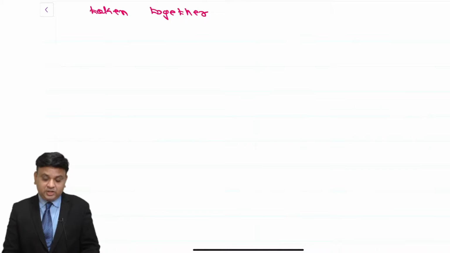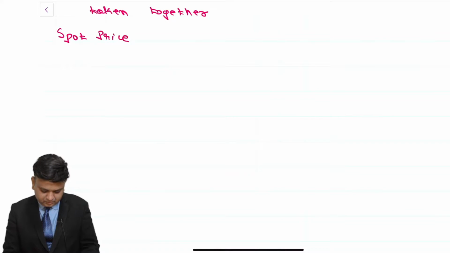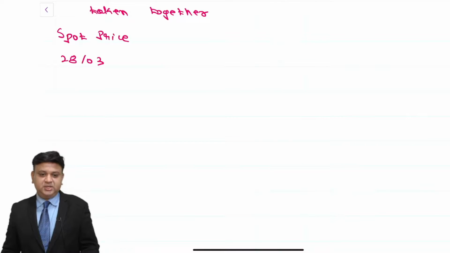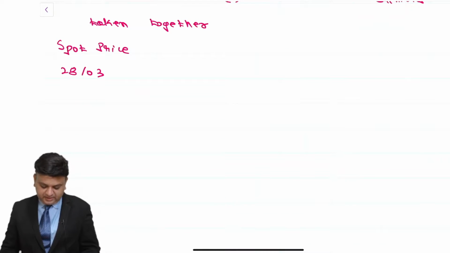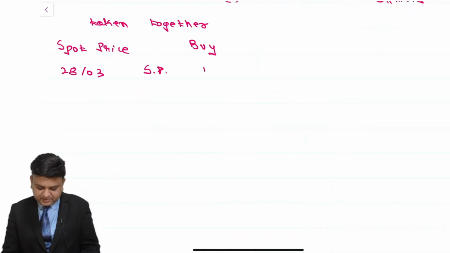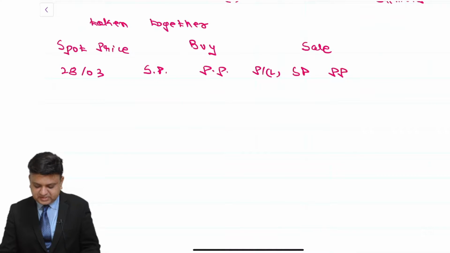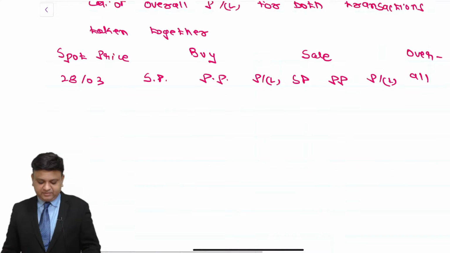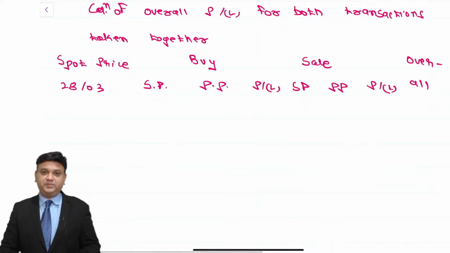See over here in column number 1 I am writing the spot price on the date on which the futures contract is expiring. The first contract that you had was a purchase. In that, sale price, purchase price, profit or loss. The second transaction was a sale. In that again, sale price, purchase price, profit or loss. And lastly you will have the overall profit or loss. That is the way we can compute the profit or loss for each spot price of the security.